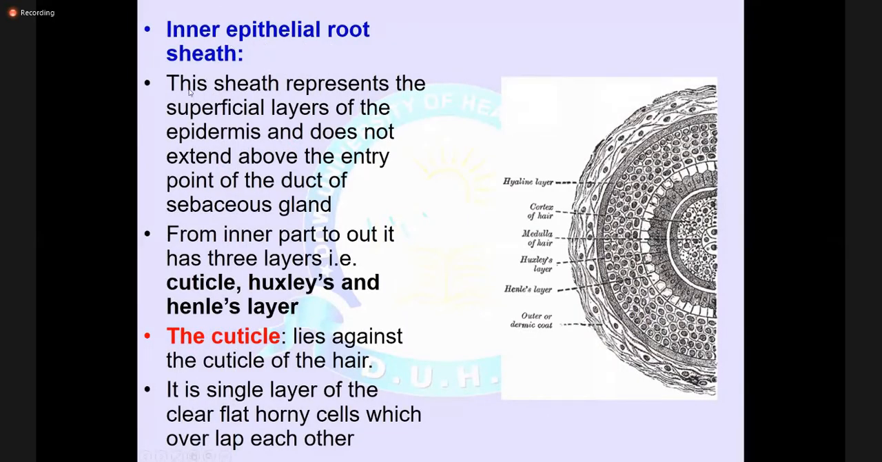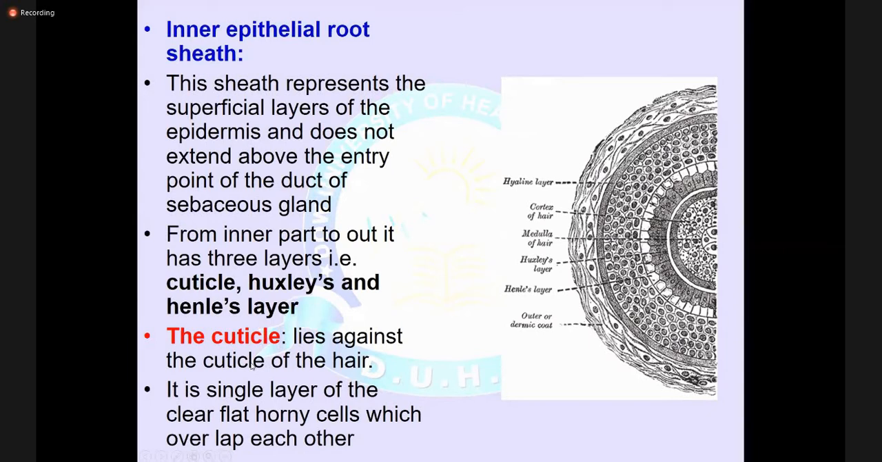The internal epithelial root sheath represents the superficial layer of the epidermis and does not extend above the entry point of the sebaceous ducts. From the inner part, it has three layers, and we have seen in the previous diagram that three layers are shown. We can identify these layers from here. This one is the Henle layer, this one is the Huxley layer, and this one is the cuticle.